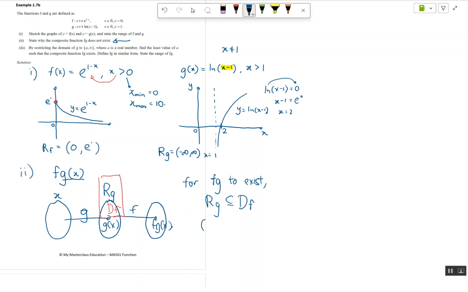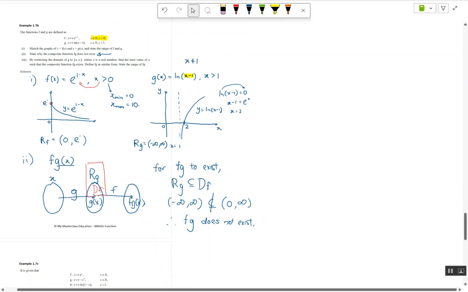So what is the range of g? Negative infinity to infinity. Is this a subset of the domain of f? Be careful, we're talking about the domain of f. So look at here again, domain is talking about x values strictly greater than 0 to infinity. Is negative infinity to infinity a smaller set than 0 to infinity? No. Therefore fg does not exist. This is how we prove or disprove whether fg exists or not.